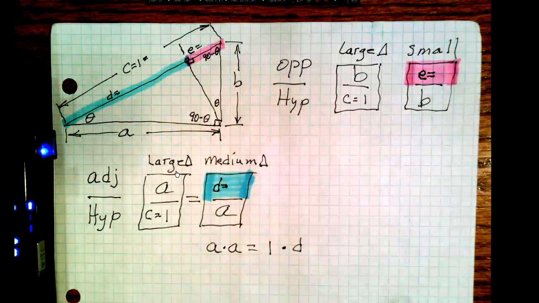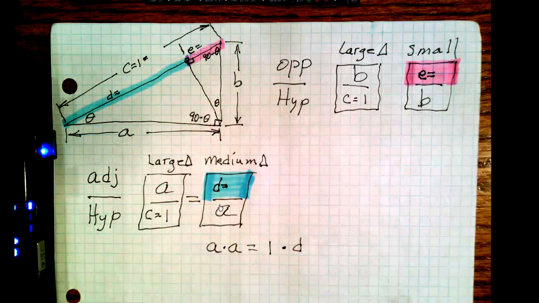Okay, so for the large triangle, adjacent over hypotenuse, the adjacent side is A, and the hypotenuse is C. So A over C. Now the adjacent side over the hypotenuse for the medium-sized triangle: here is the medium-sized triangle, and right here D is the adjacent side, and the hypotenuse is right here, so that's A. So it's D over A.